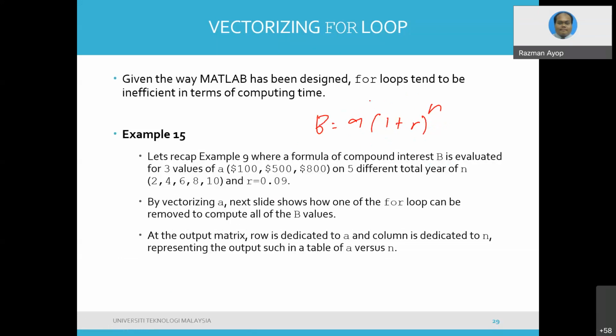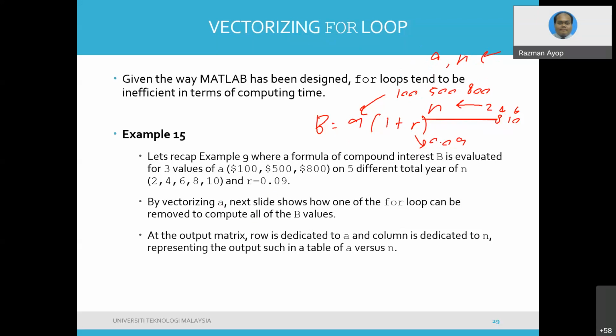So for this one, you can see that A is 100, 500 and 800. And r is just 0.09. But n is 2, 4, 6, 8, 10. So basically you have two variables, A and n, that change. Okay, variable parameter. So to do this, of course, you have to do a nested loop. If you have used a nested loop, the problem is it is quite slow.